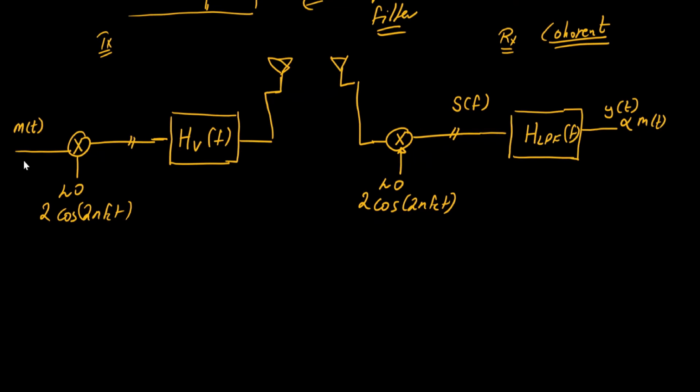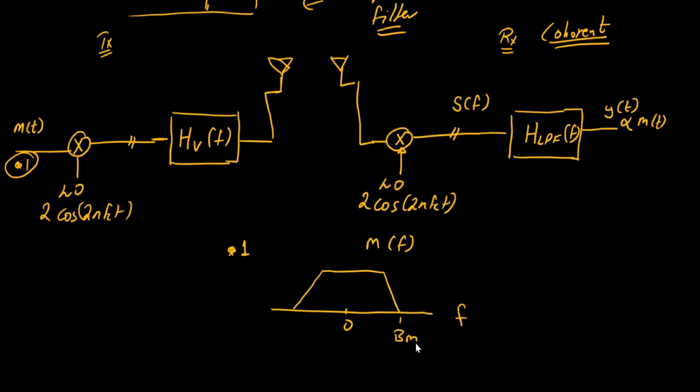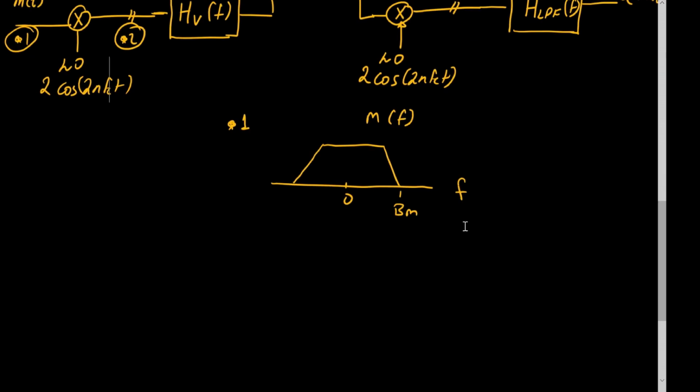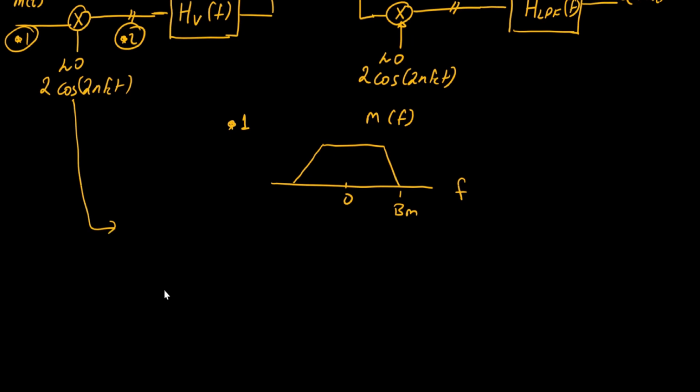So let me call this stage 1, that is the message signal. In stage 1, we have basically a message signal. This is our M of F, and let us say it has significant value at DC, and this is BM. At the mixer, we have basically two delta functions, and they are at minus FC and FC.